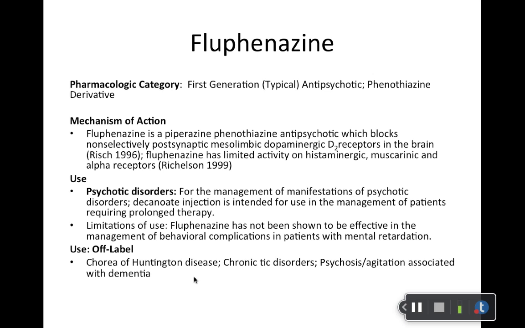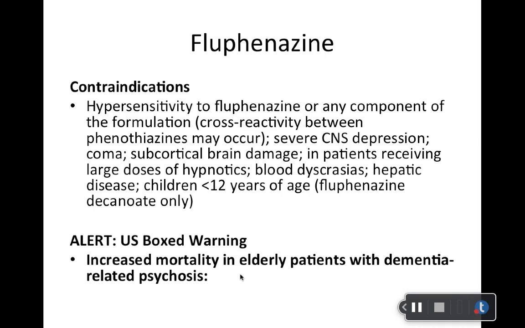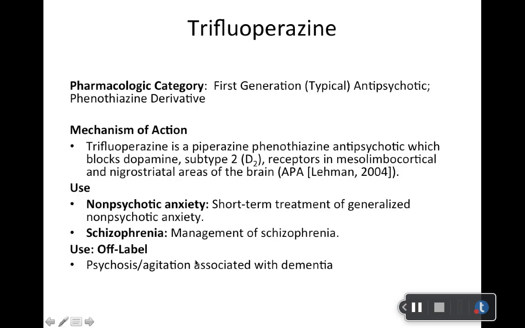Fluphenazine, another older antipsychotic. Please read through the mechanism of action. It's used for psychiatric disorders, psychotic disorders. There are some limitations of use; some of these have that, some don't. Just make sure you note the off-label uses, some movement disorders, and contraindications. CNS depression is there, some blood issues, and then it only has the one box warning for increased mortality in elderly patients.